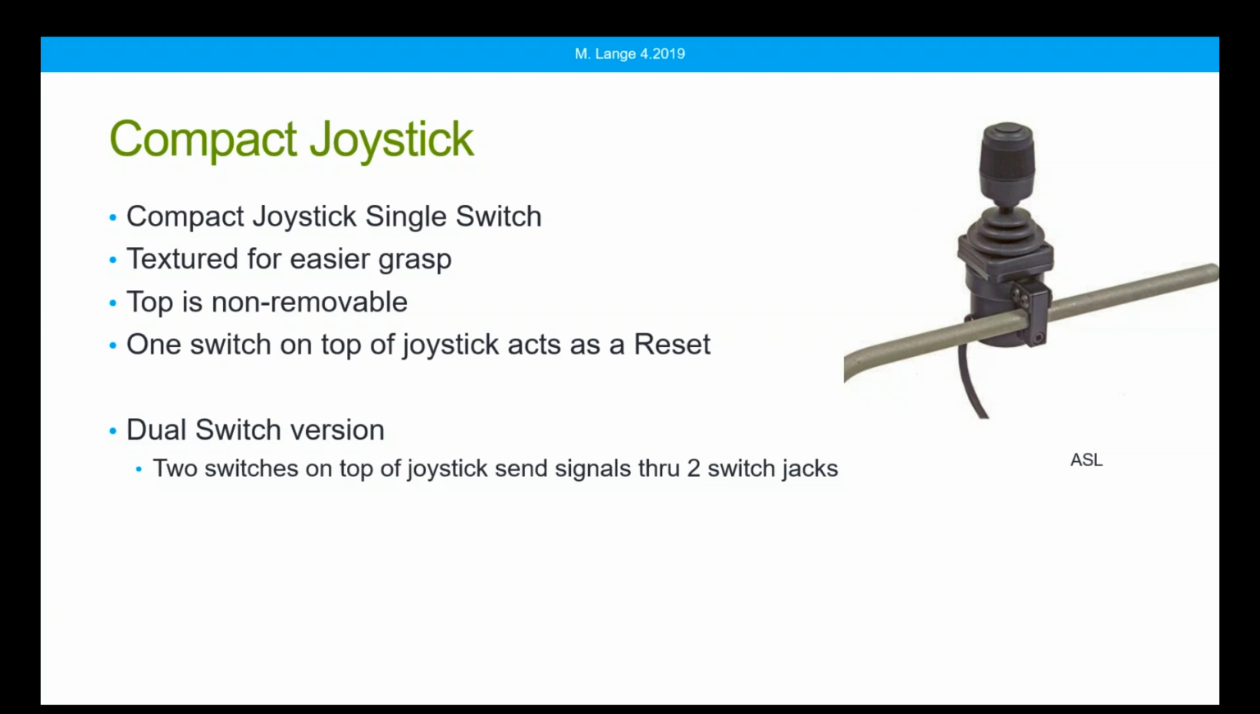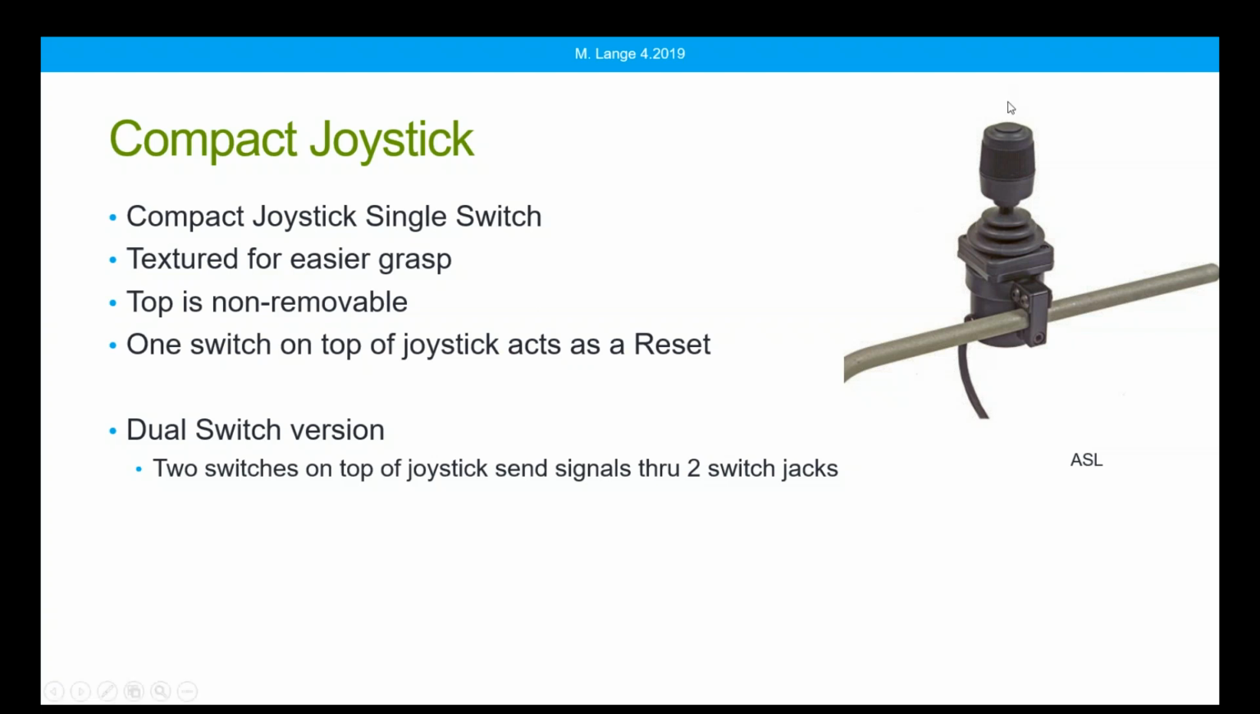So this is the compact joystick single switch, and it's from Adaptive Switch Labs, ASL. The top of this is textured, and that's designed so that the client can grasp the joystick easier without slipping off of it. Some clients tend to keep losing their grasp or their grip on a joystick handle. The top is also non-removable for clients who use so much force that they tend to throw this over their shoulder.